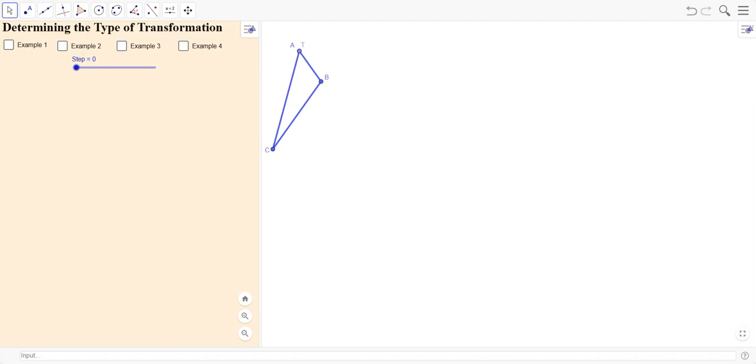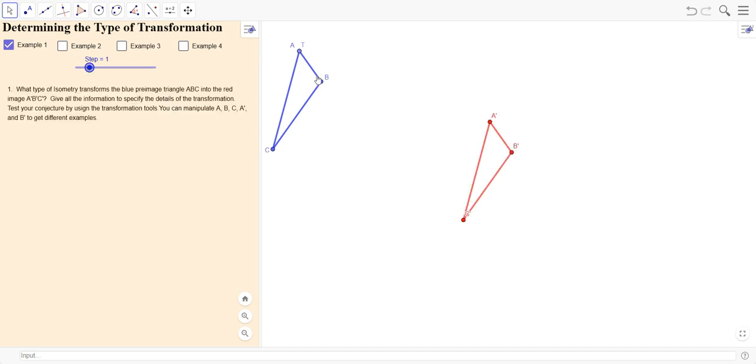Let's take some further looks at transformations, particularly isometries. So suppose we have something like this where we have two figures that are congruent. How can we tell what single type of transformation gets them from the preimage, the blue one, A, B, C in this case, to the image A prime, B prime, C prime? Now here we can see it, and you may be able to know what that is.